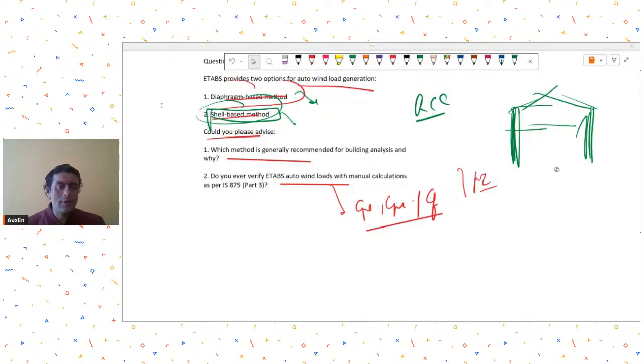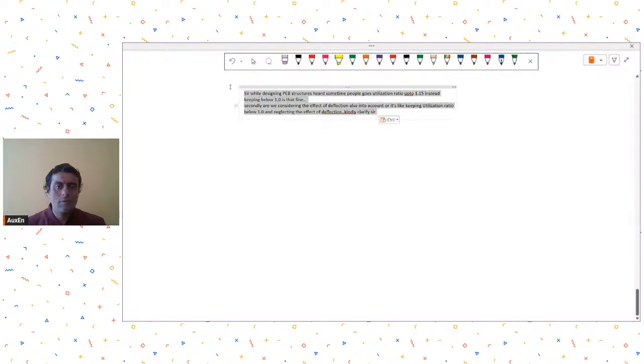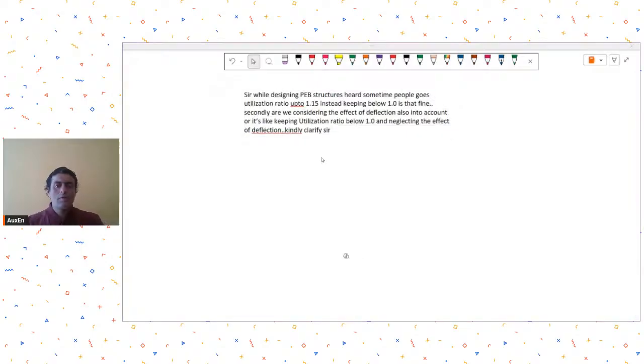While designing PV structures, sometimes... so engineer Balaji is from Chennai and he's a working professional. His question is, while designing PV structures, sometimes people go for utilization ratio up to 1.15, instead keeping below 1.